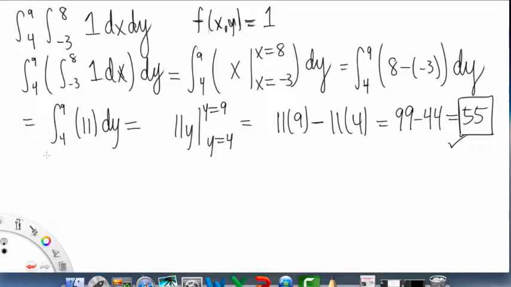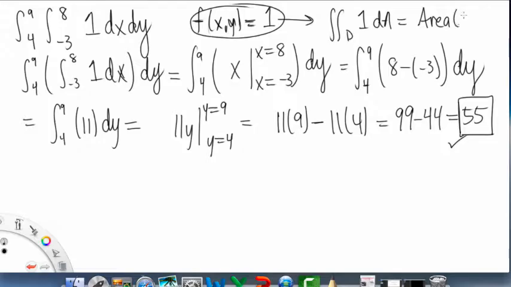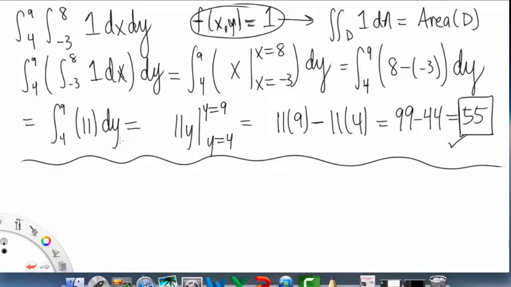But in this case, because we had this special condition up here, remember what I said in the beginning, that when you have something like this, then the double integral over D, like this, is going to equal the area of D. Okay, so the area of your domain. So let's just see if that's true. So here's the second way to do it.